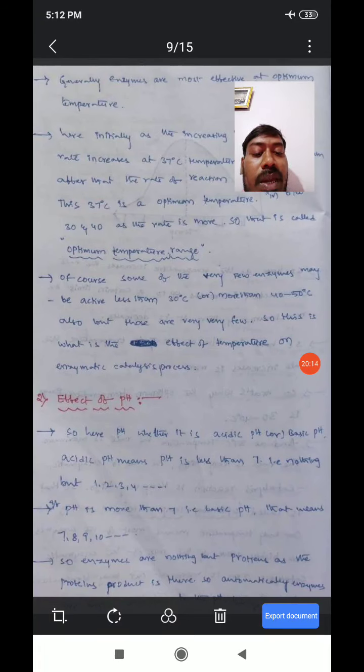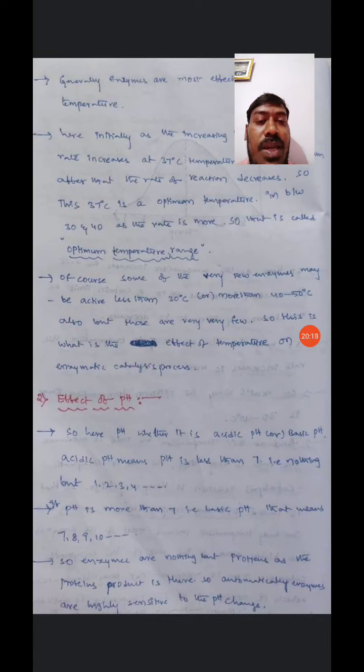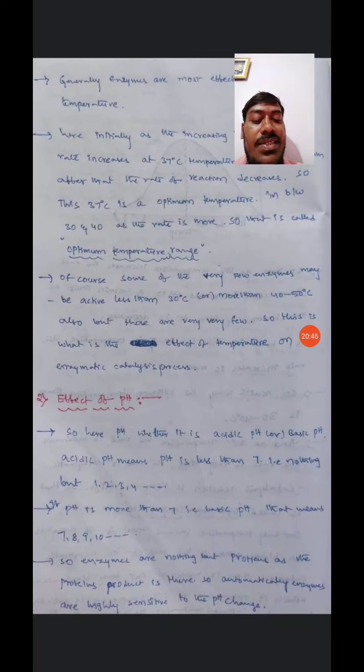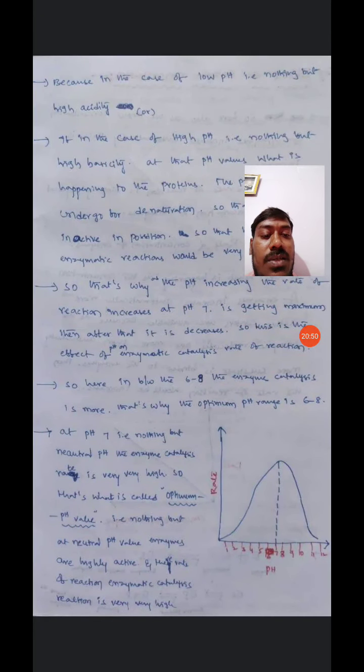Generally, enzymes are proteins, so enzymes are highly sensitive to pH changes, because in the case of low pH, that is nothing but high acidity, and in the case of high pH, that is nothing but high basicity.